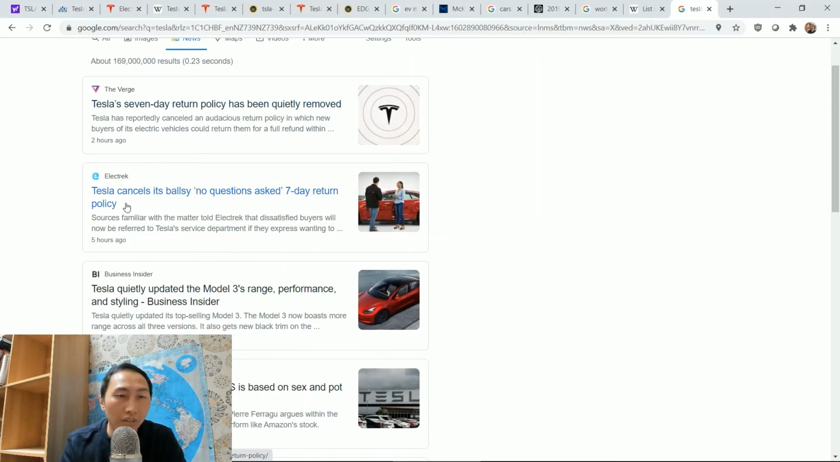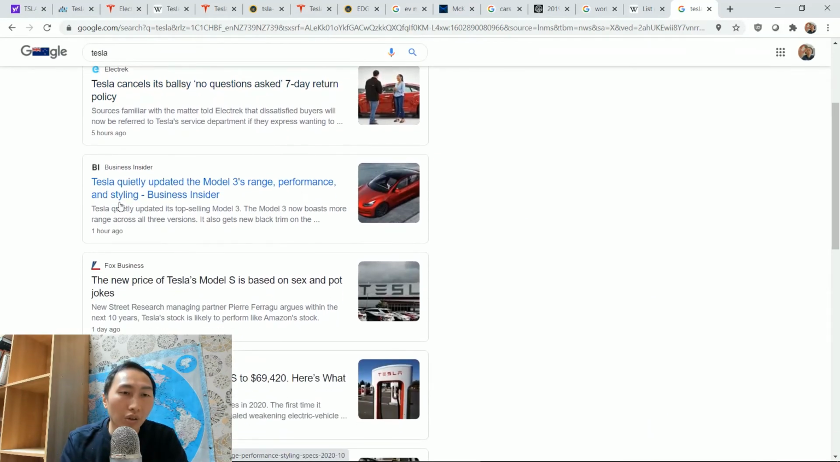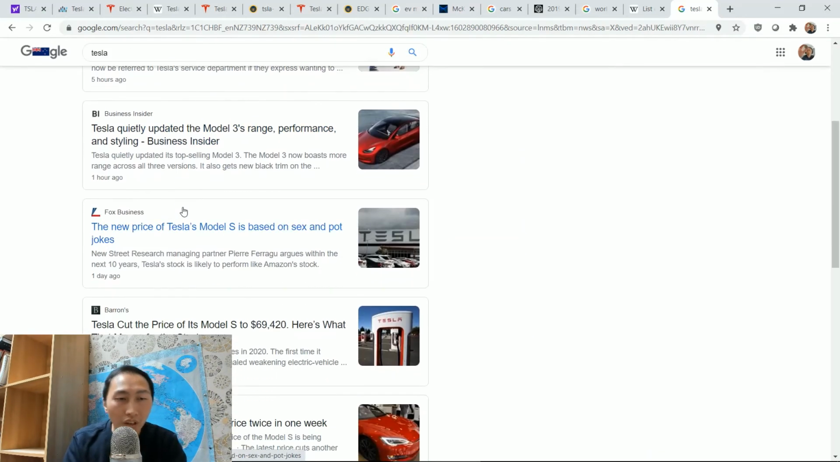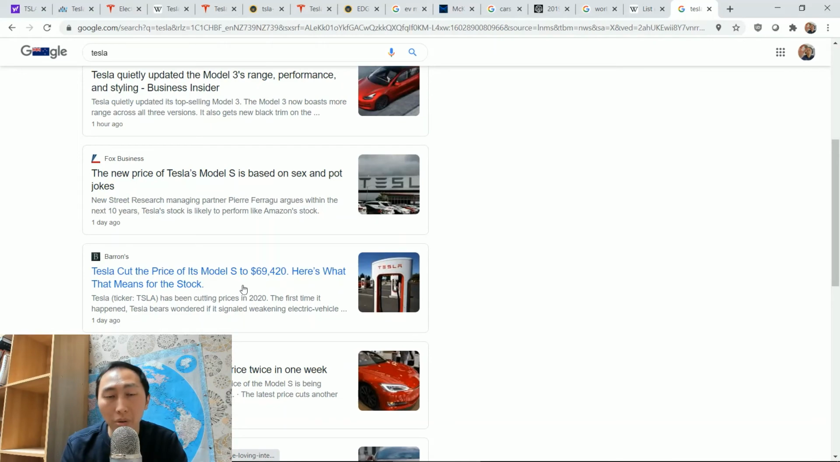And then we've got another article: Tesla cancels its ballsy no questions asked 7-day return policy. So we can see this getting some exposure. And also: Tesla quietly updates Model 3 range, performance and styling. And yeah, we're getting some very good information on what's happening with this company. And also: Tesla cuts price of the Model S to $69,420. And here's an article that tells you it's based on 2 different jokes.